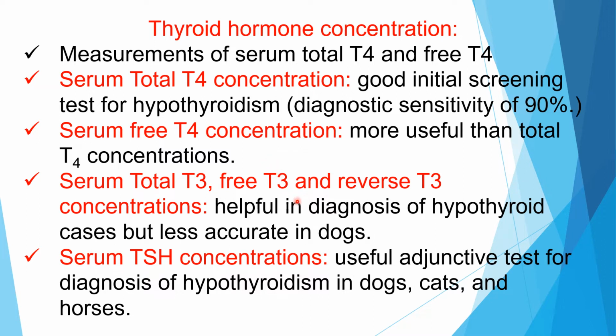Serum total T3, free T3 and reverse T3 concentrations are also helpful in the diagnosis of hypothyroid cases, but these concentrations of total T3, free T3 and reverse T3 are less accurate in dogs. Serum TSH concentration measurement is a useful adjunctive test for the diagnosis of hypothyroidism in dogs, cats and horses.